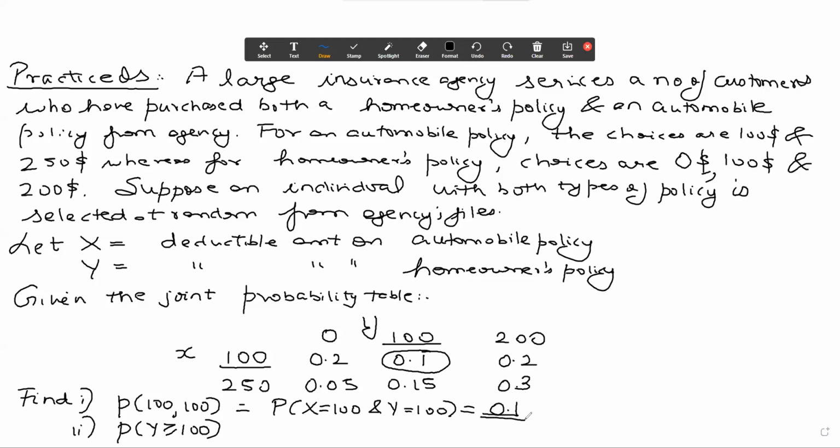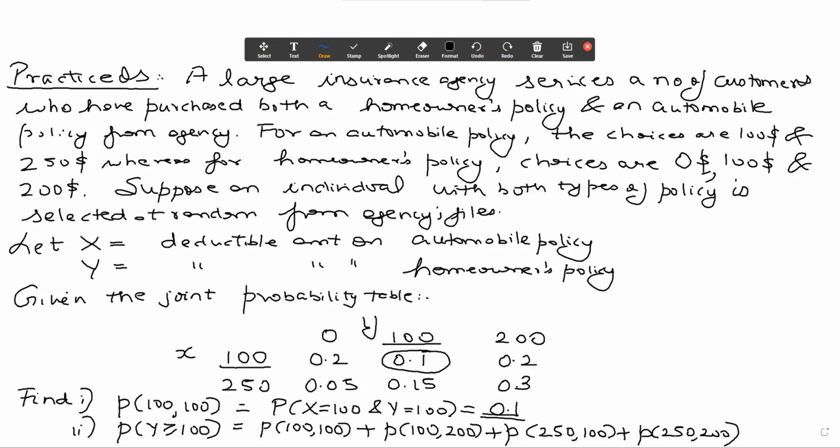And what is the probability that Y takes the value greater than or equal to 100? Y greater than or equal to 100 means X taking the value 100 with Y taking the value 100, or X taking the value 100 with Y taking the value 200, or X taking the value 250 with Y taking the value 100, or X taking the value 250 with Y taking the value 200.